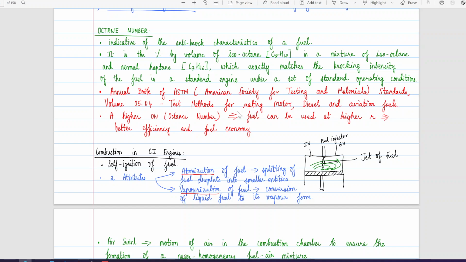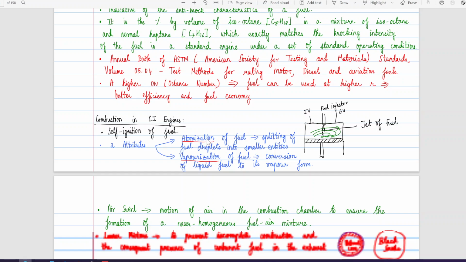There is something called an octane number, and this is indicative of the anti-knock characteristics of the fuel. So the petrol which we get is a mixture of heptane, isooctane, and now we also have ethanol added to it. But the addition of this isooctane is essentially what decreases the characteristic of knocking.